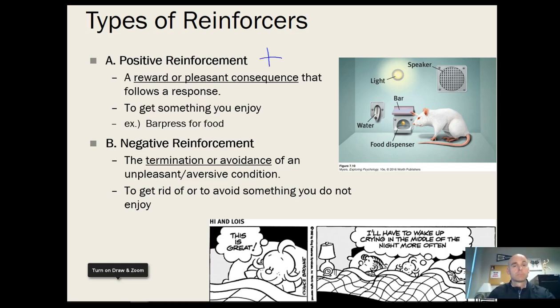Like in math, positive means to add. Negative means to subtract or remove. And that's how I want you to think about this. If you engage in a behavior and the consequence is that you get something that you like, that is a positive reinforcement because something was added.